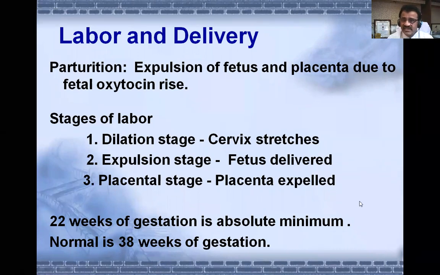22 weeks of gestation is the absolute minimum to have a delivery. After 22 weeks, if the baby is expelled due to some reasons, it may live, it may be viable, but that is the minimum. Before that, it is difficult to keep the fetus alive. But normally, 38 weeks of gestation are required for delivery.